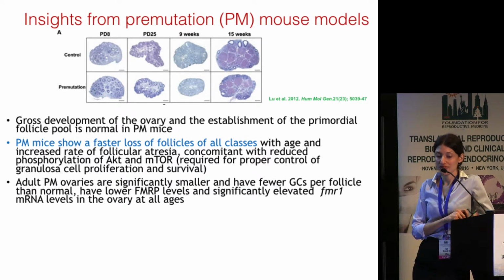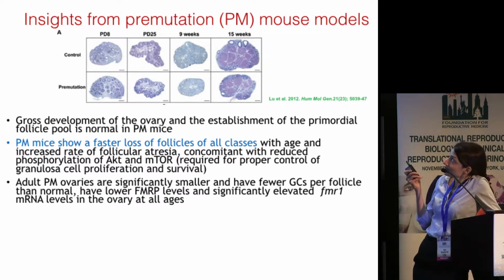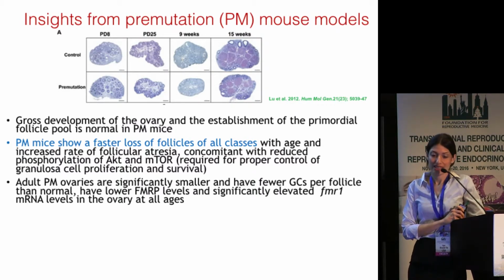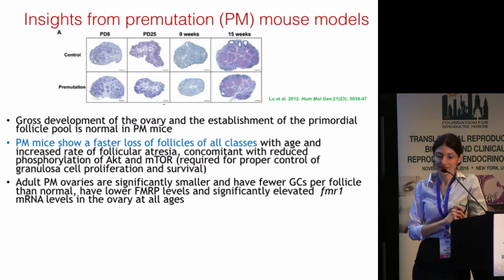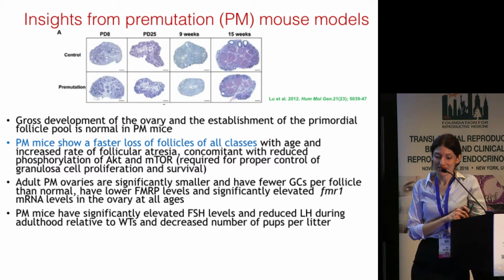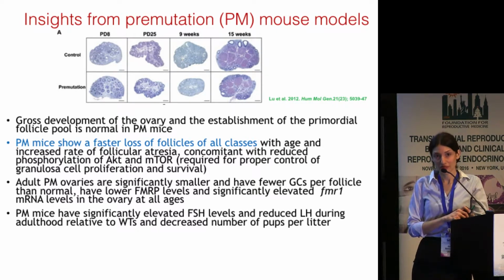Adult premutation ovaries are significantly smaller. And they have fewer granulosa cells per follicle, lower FMRP levels, and elevated mRNA levels at all ages. And premutation mice have significantly elevated FSH levels, reduced LH during adulthood, and decreased number of pups per litter, which is consistent with POF.